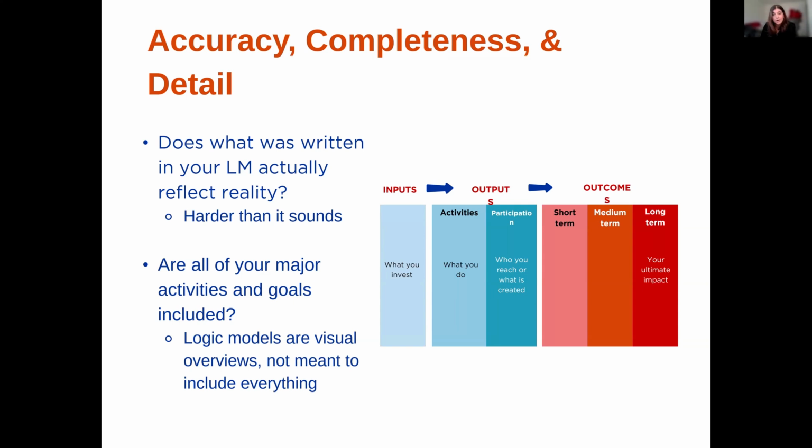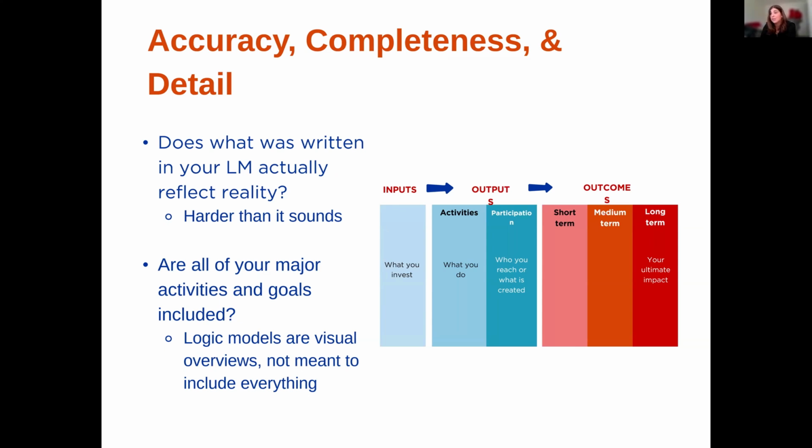A good kind of indicator of this from a very basic level are all of your major activities and goals included in your logic model, or did you forget things? Are there big gaps? Were there program strategies you were still figuring out when you were writing your grant that you forgot to put in because they've now been solidified, right?